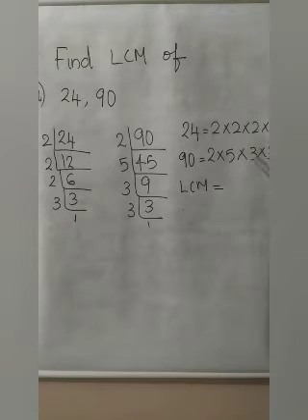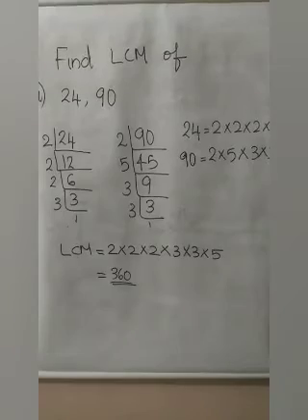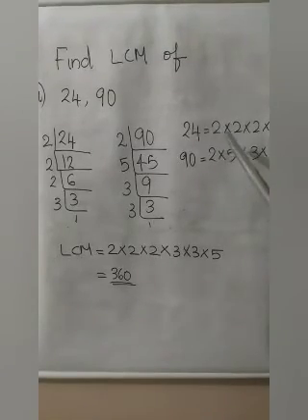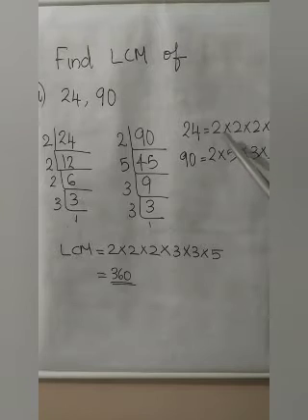Similarly, here we have 3 2 times and here we have only 1 time. So which we will take? 3 into 3. Now here we have 5 but we don't have 5 here. But we need to take 5 in LCM. So what is the LCM? 2 into 2 into 2. So we are taking the greater number.